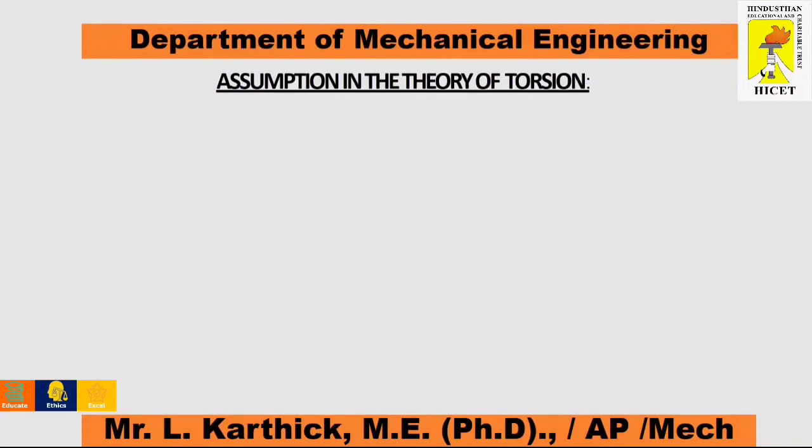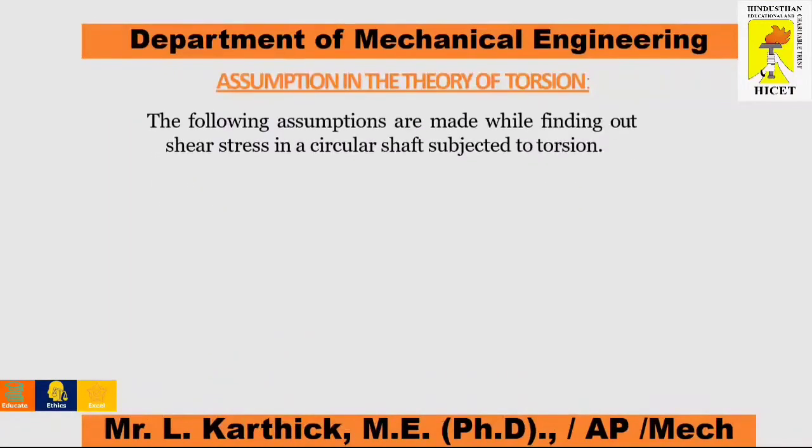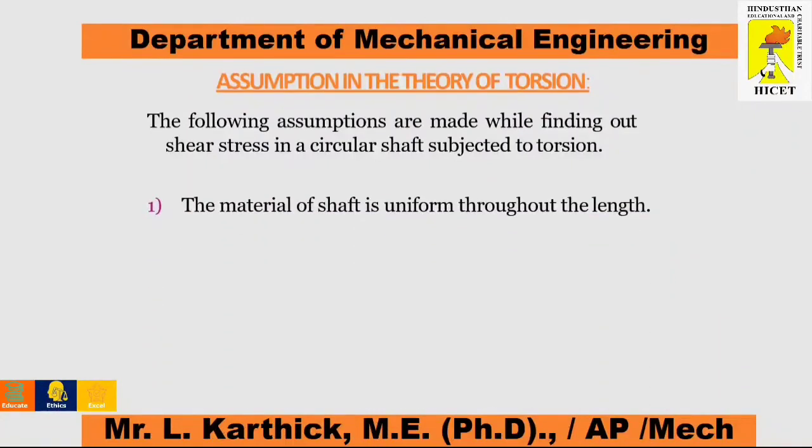Now let me discuss some of the assumptions we follow in the theory of torsion. Once we calculate the shear stress in a circular shaft subjected to torsion, we need to consider these things. The derivation of the shear stress produced in a circular shaft subjected to torsion is based on the following assumptions. The first assumption is that the material of the shaft is uniform throughout the length, meaning it has a homogeneous nature.